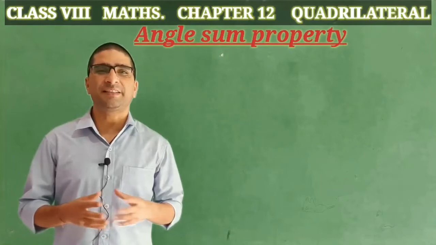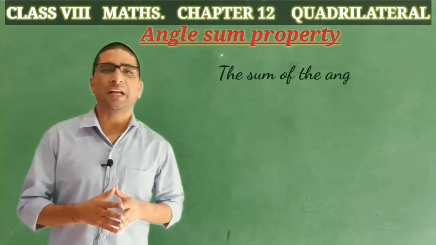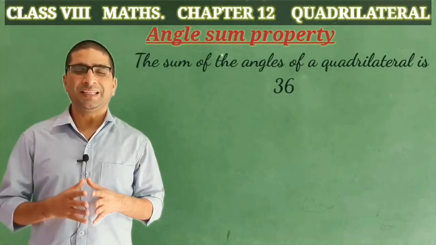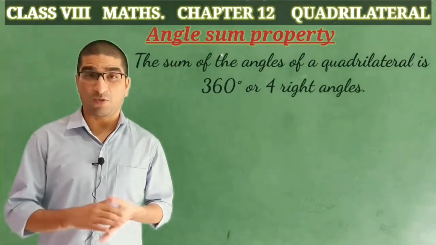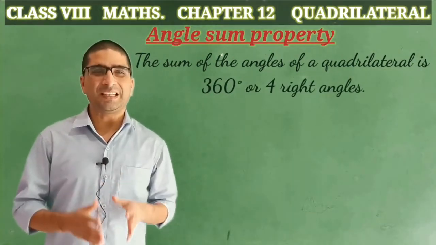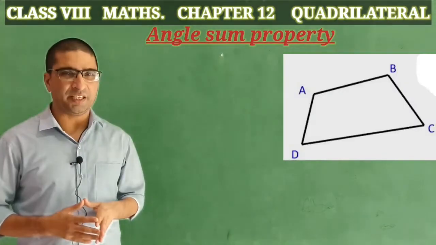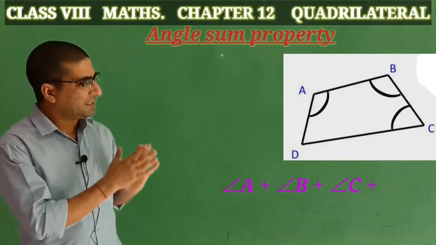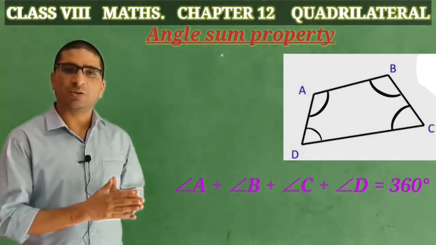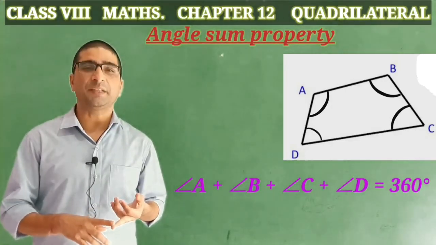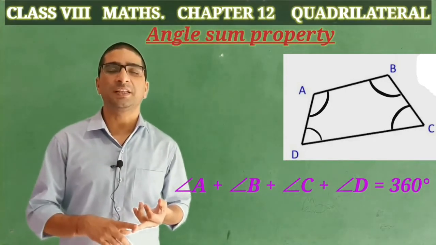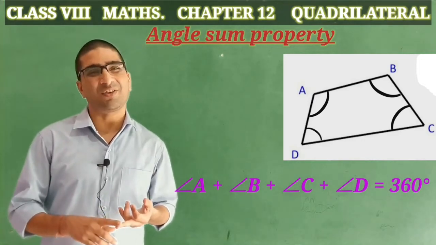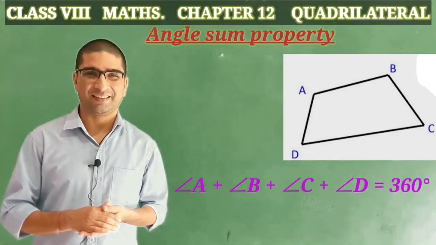Now we are going to learn one of the properties of a quadrilateral, that is the angle sum property. The property states that the sum of the angles of a quadrilateral is 360 degrees or 4 right angles. That is, in this quadrilateral ABCD, angle A plus angle B plus angle C plus angle D is equal to 360 degrees. That means the sum of the 4 angles of a quadrilateral is 360 degrees or 4 right angles.